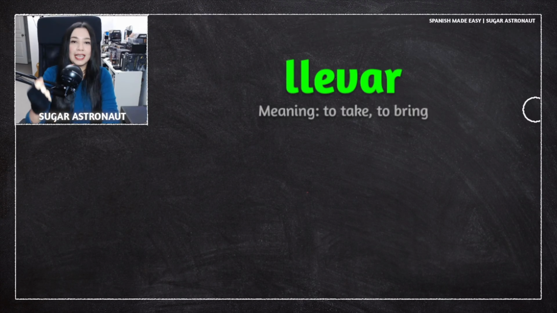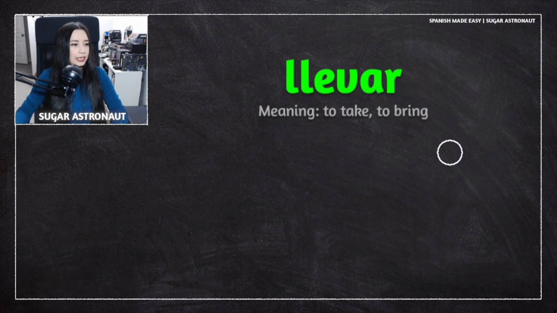One is to take, but this is more like to take something to a place. So you're transporting something to a place from point A to point B. And also this verb means to bring something. I know some people get confused by two common Spanish verbs, llevar and traer. I actually have a lesson about that, so please feel free to browse my channel.